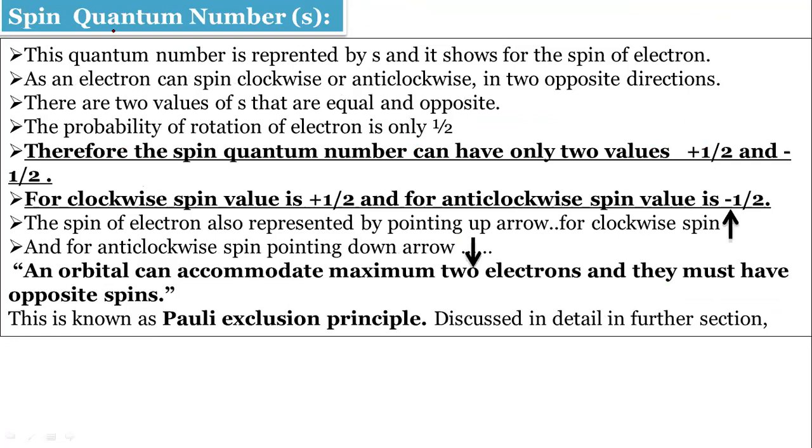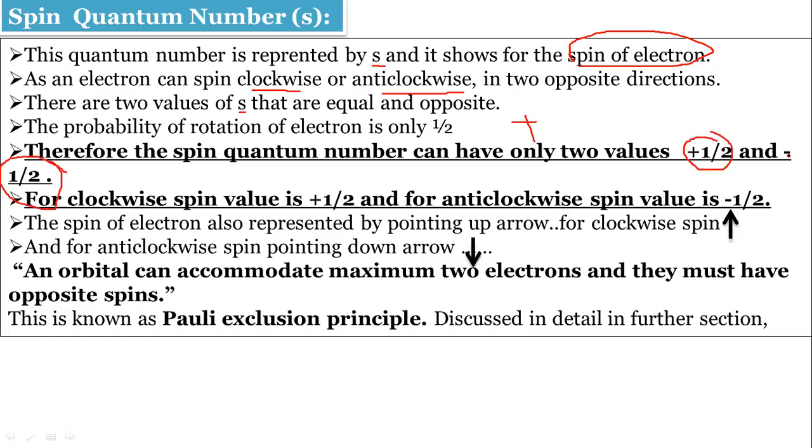ठीक आहे. Spin quantum number, it indicates the spin. This quantum number is represented by the small s. It shows the spin of electron, how the electron is spinning. As an electron can spin clockwise or anti-clockwise in two opposite directions, there are two values for this s. It is always having the values +1/2 and -1/2.